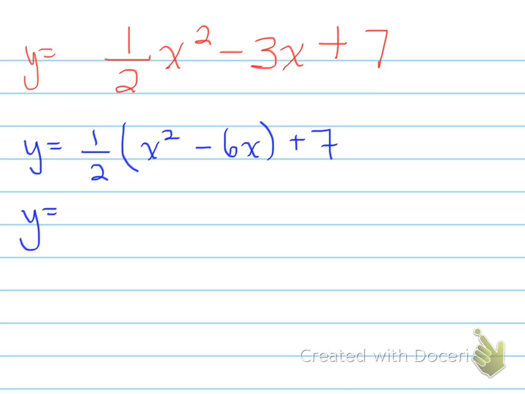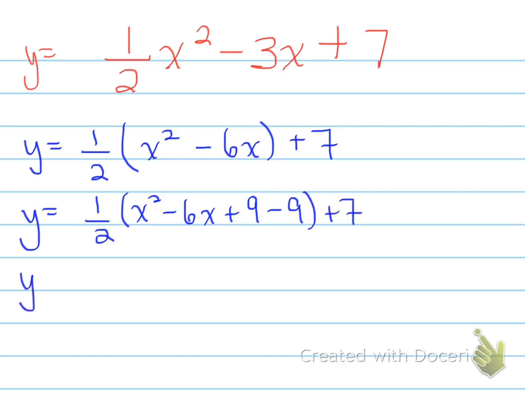So you have y equals 1/2. So what we did is we divided by 1/2. We have this value. And now we're going to invite twins to the party. x squared minus 6x plus 9 minus 9 plus 7. Next step, y equals 1/2 (x minus 3) all squared.